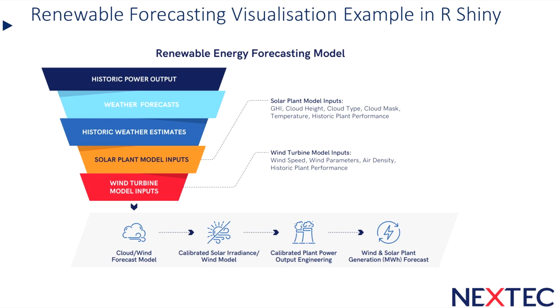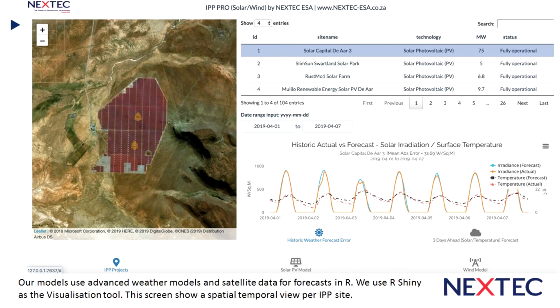The further you go ahead, obviously, the accuracy declines, but the main purpose was hourly IPP forecasts for 1 day ahead. Now we will go to the visualizations. This visualization that we're showing here is for IPP projects in South Africa. It's a reminder that these models use weather forecasts and satellite data to forecast in R, and then use R Shiny as the visualization tool.